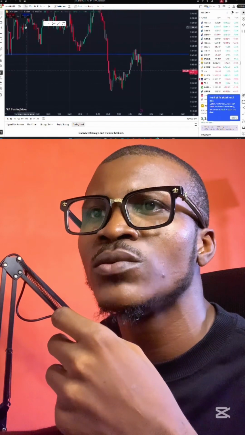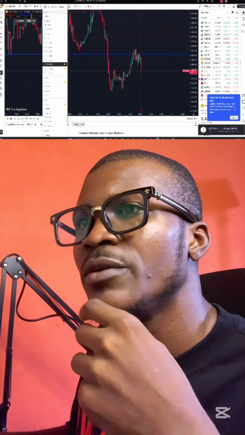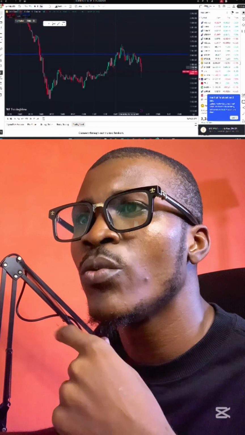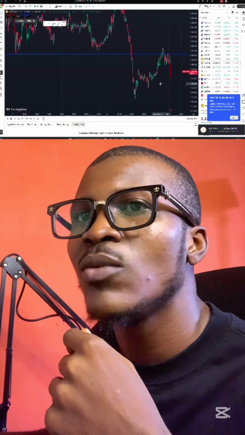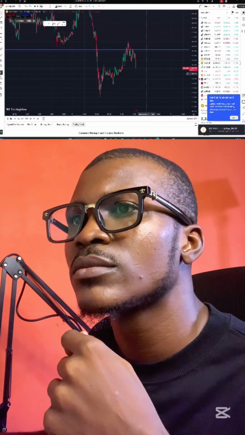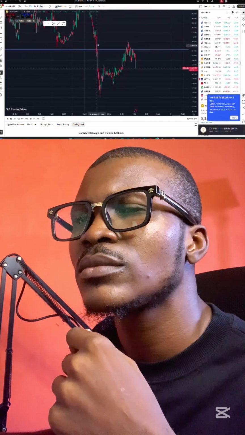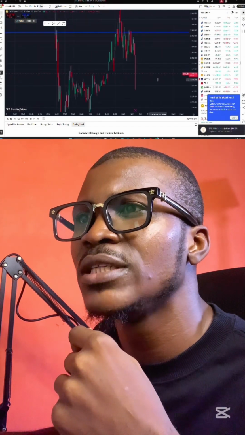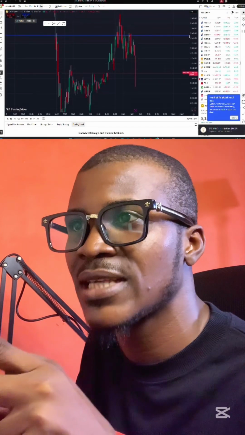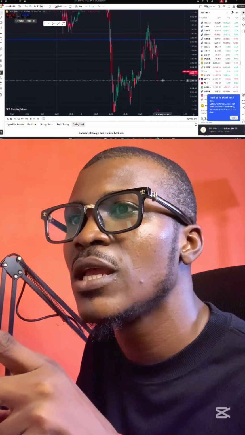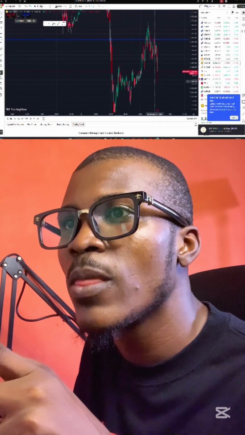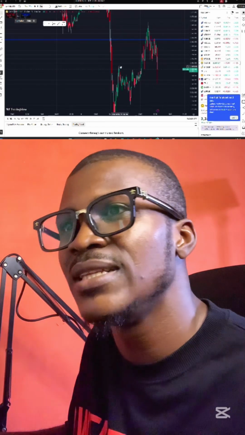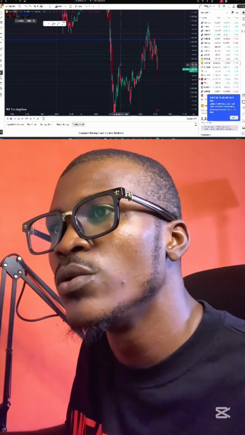So I will go down to a 5 minutes time frame. In a 5 minutes time frame, what I want to do is see the next 5 minutes candle. I want to see this candle now let it close below this point, to give us a valid entry. Let it close below this point.